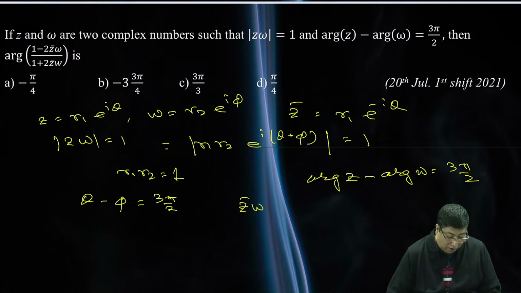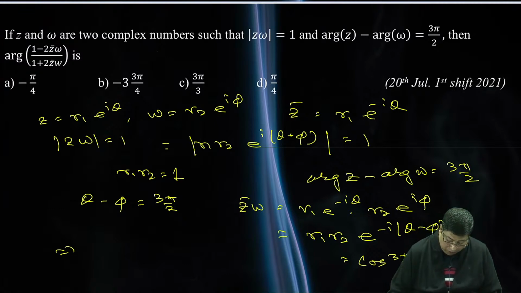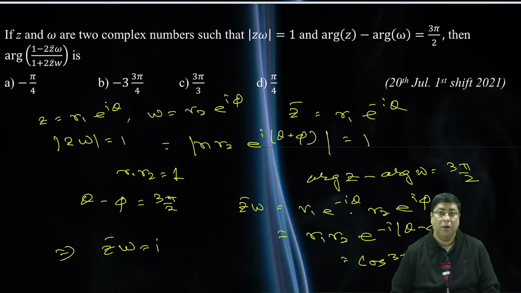z bar omega. How to get z bar omega? Let's see, r1 e to the power minus i theta into r2 e to the power i phi. This is z bar omega, which we are getting as r1 into r2 into e to the power minus i (theta minus phi). That is coming cos 3 pi by 2 minus i sin 3 pi by 2. Therefore, we can say z bar into omega equal to i. Now we have to get the argument value.